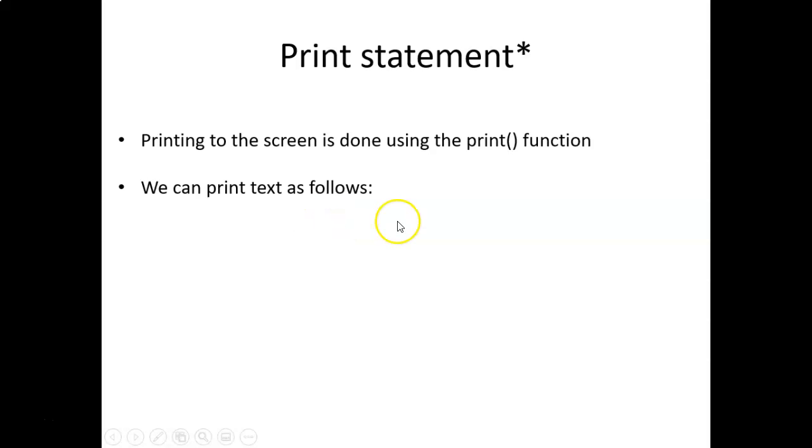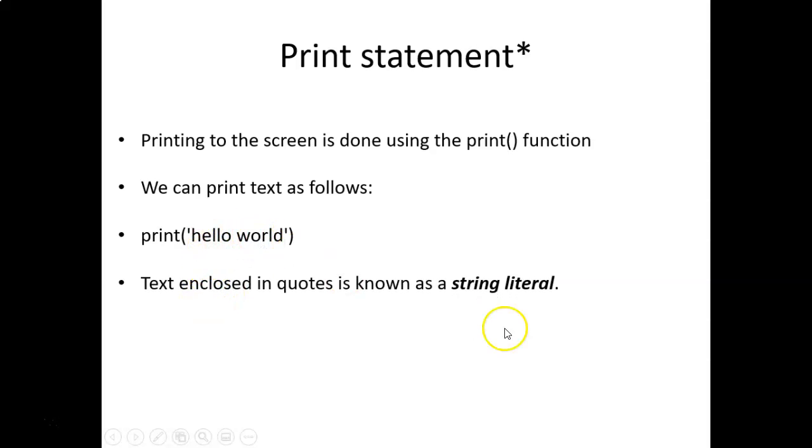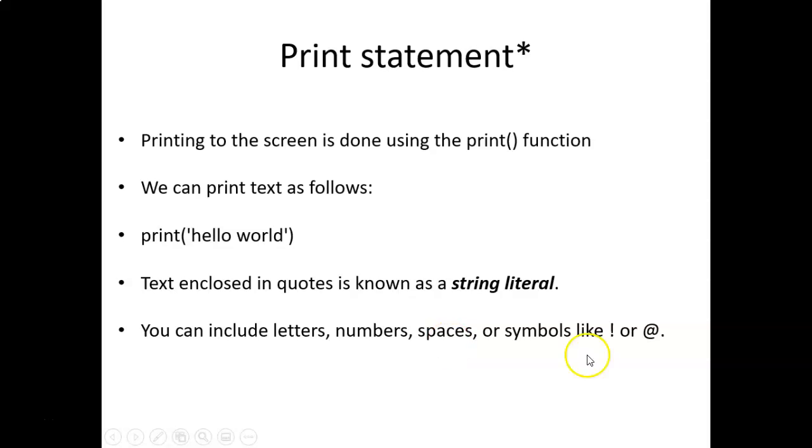We can print text as follows, or this is a string here. It's simply text. So we put it in between these quote marks to indicate I want to print exactly what's in here. So hello space world. Notice how we're using the print function. We're giving it a value, and that will make hello world display to your console or your computer screen. This text enclosed in quotes we call a string literal, and you're going to see strings throughout this class, and in your programming career, so get familiar with them now. You can include letters, numbers, spaces, symbols, or anything inside of these quote marks.